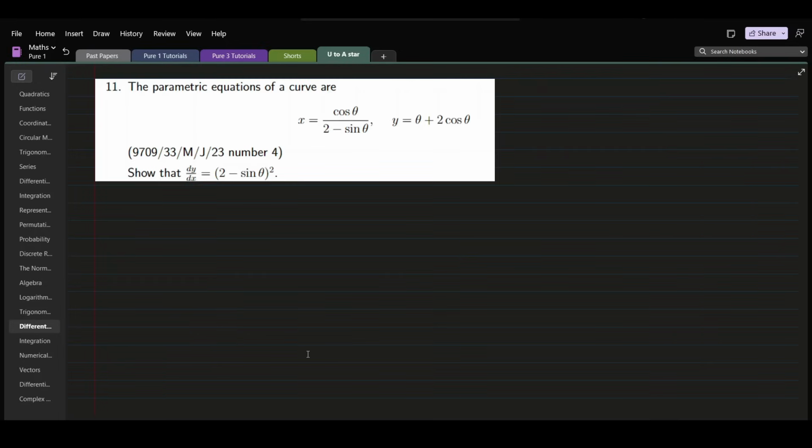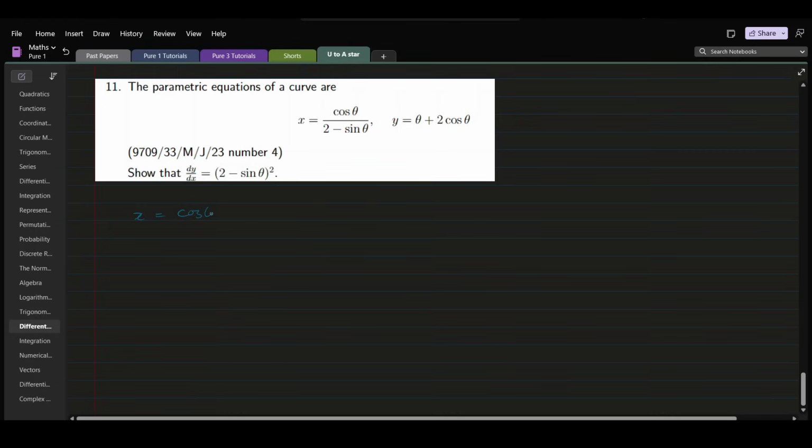The parametric equations of a curve are x is equal to cos theta over 2 minus sine theta, and y is equal to theta plus 2 cos theta. Show that dy dx is equal to 2 minus sine theta squared. Okay, so let's start by writing down our parametric equations. We have x is equal to cos theta over 2 minus sine theta. And then we have y is equal to theta plus 2 cos theta.